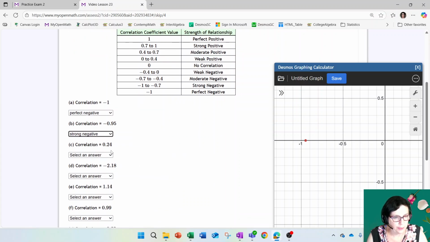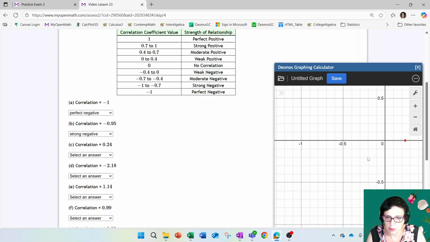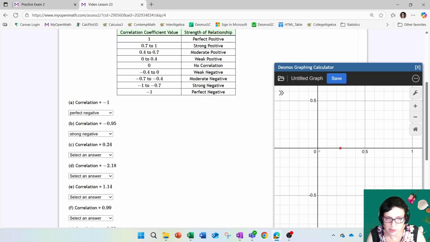Okay. Now let's look at the 0.24. Where is that? If I were to change this to 0.24, let's see where that is. It looks like it's between 0 and 0.4. So that would be weak positive.